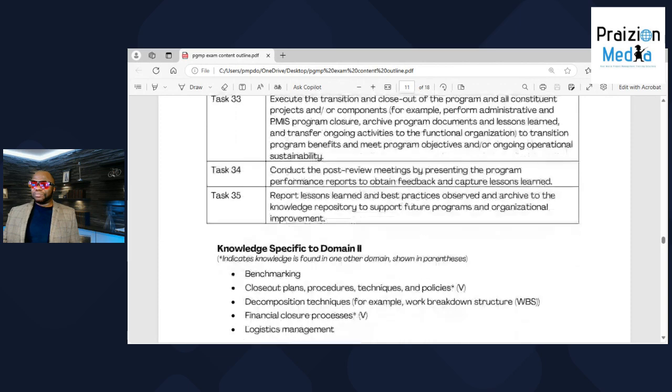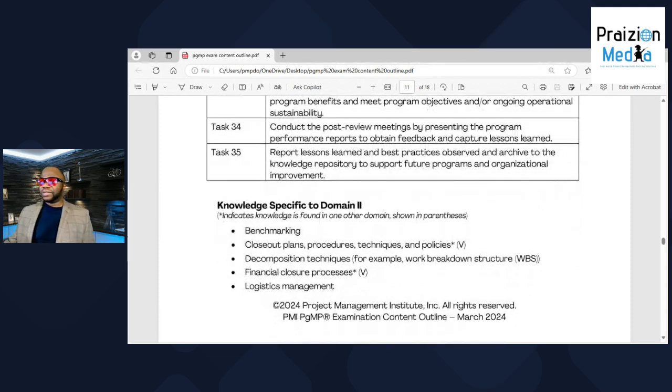Number 34, conduct the post review meetings by presenting the program performance report to obtain feedback and capture lessons learned. And number 35, the final one, report lessons learned and best practices observed and archive to the knowledge repository to support future programs and organizational improvement. So, my friends, we started off going through the first domain.